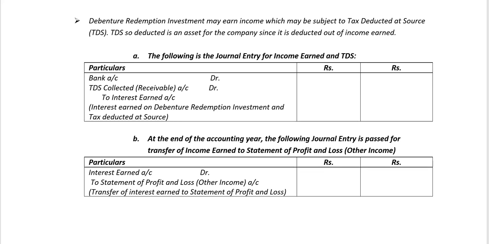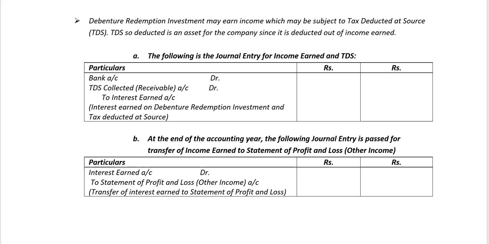Debenture redemption investment may earn income which may be subject to TDS or tax deducted at source. TDS so deducted is an asset for the company since it is deducted out of the income earned. The journal entry for income earned and TDS: Bank account debit for the amount which is received in cash. TDS receivable account debit for the asset because the TDS has been deducted out of the interest earned. To interest earned account, the income account is credited. Narration, interest earned on DRI and TDS deducted.